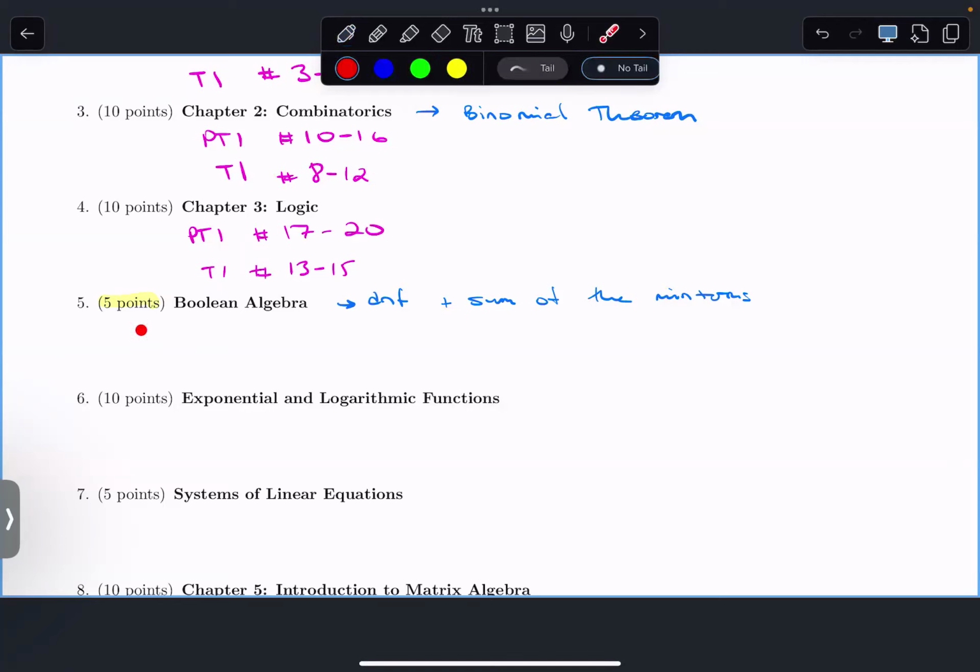they're usually 5 points, right? 3 to find the DNF and 2 for the sum of the min terms. It's pretty reasonable, which we saw on test 1. Practice test 1, number 21 and 22, and on test 1, it was number 16. 2 for practice, 1 on the test.